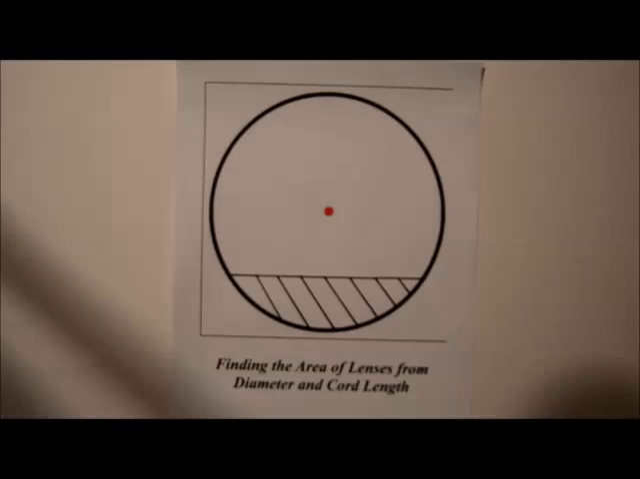centimeters squared. Using this 5-step process, you should be able to find the area of lenses from diameter and chord length. I have provided you with explanations and equations that will now allow you to effectively find the area of lenses. Thank you for watching my video.